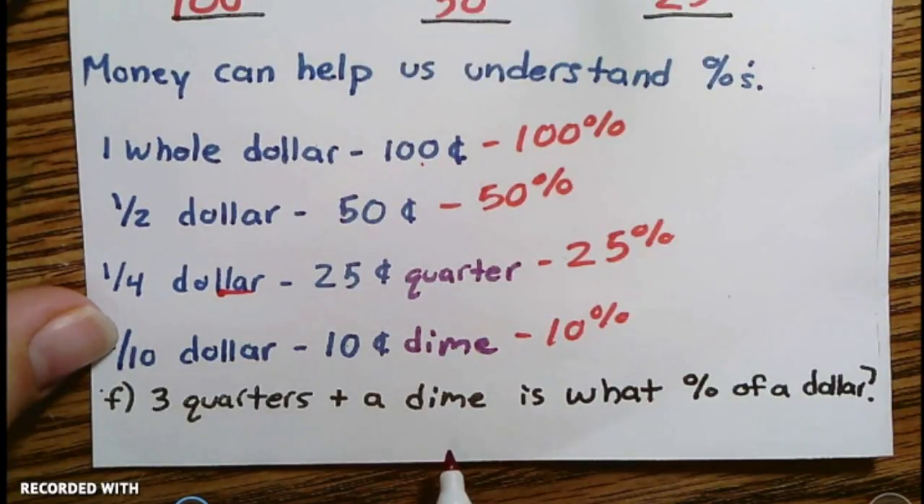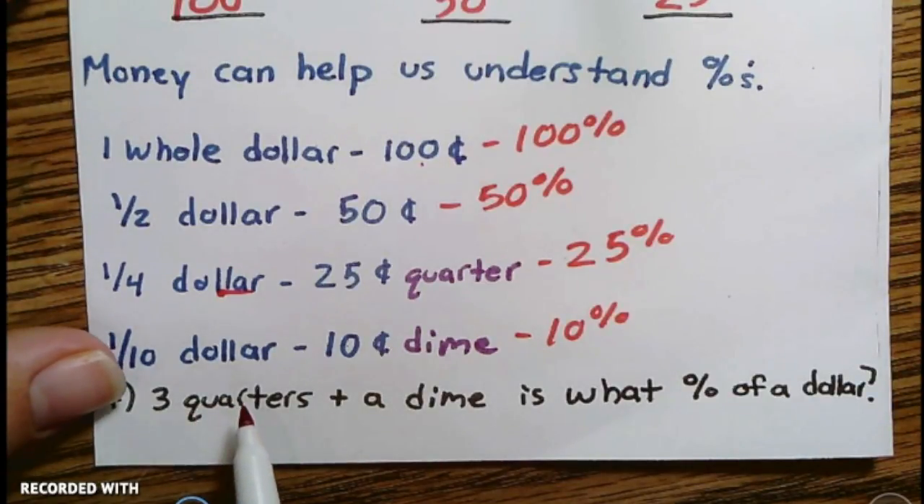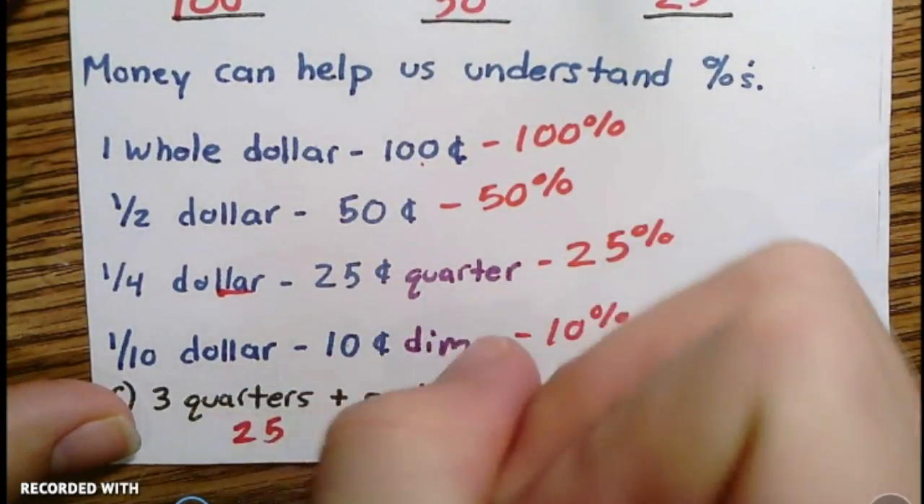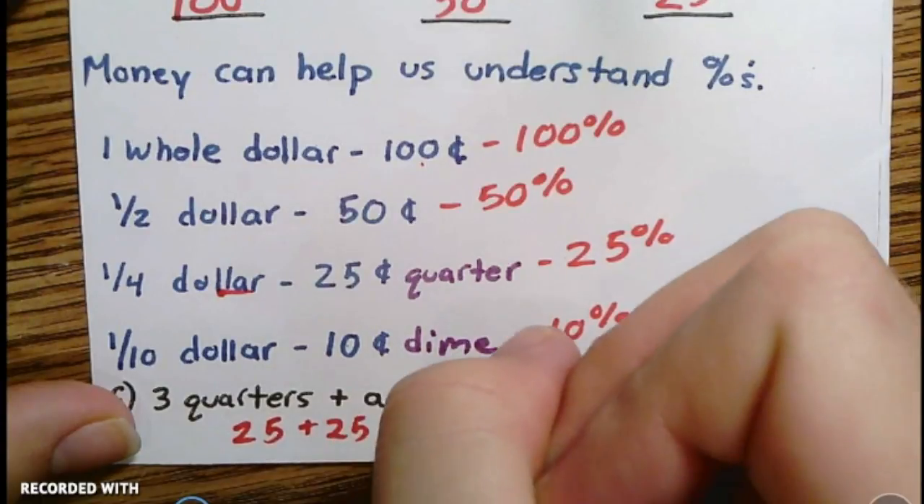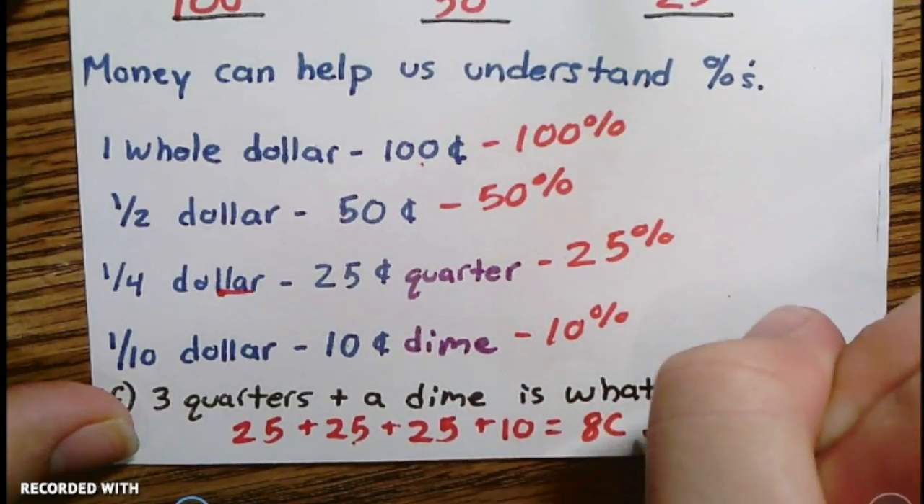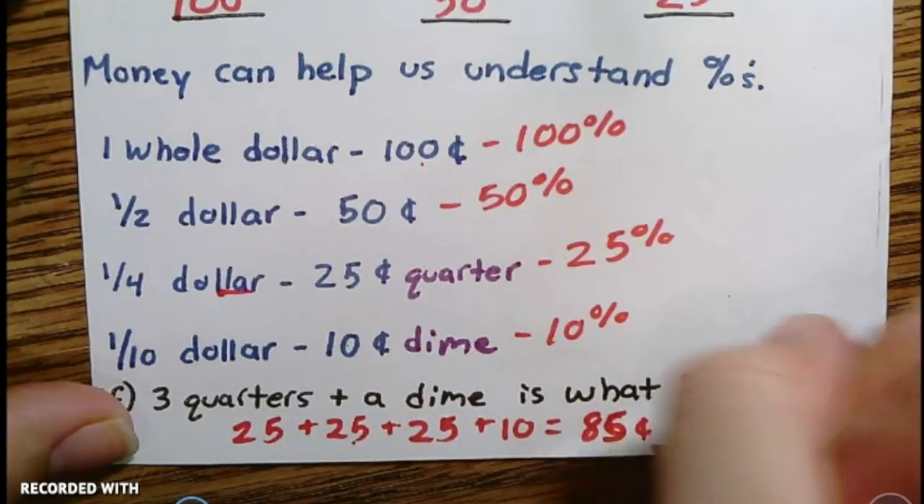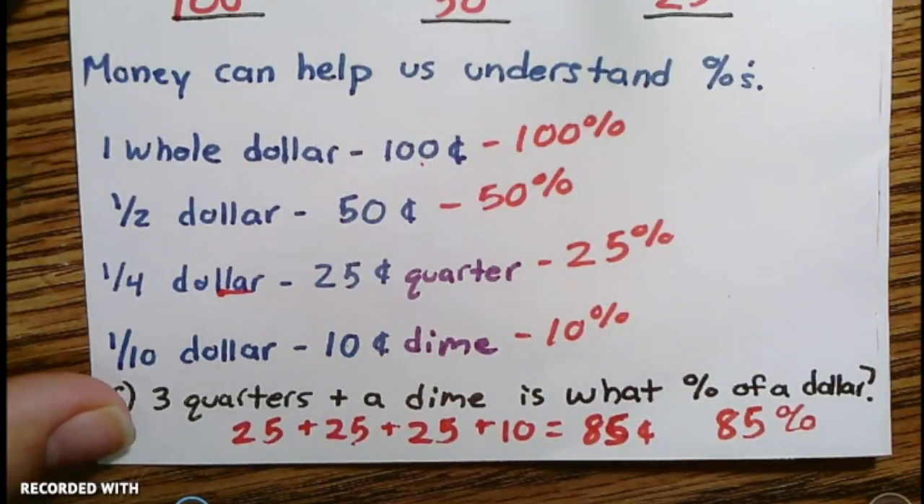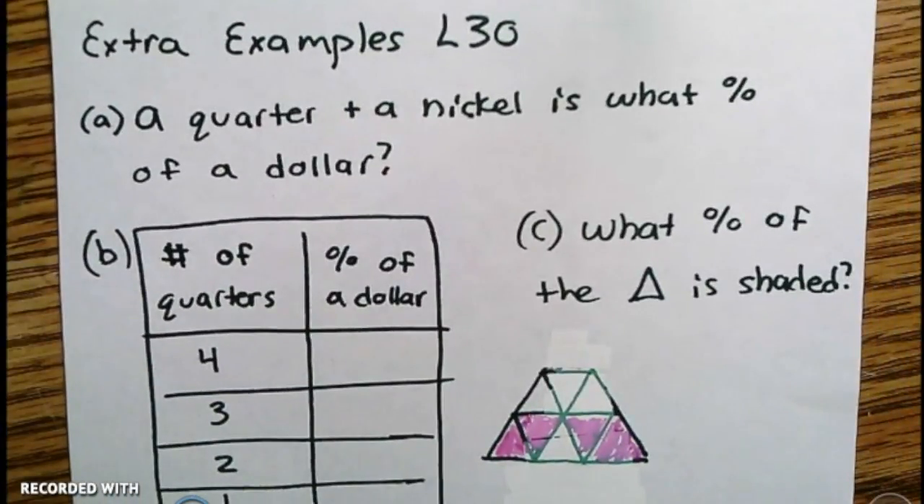Here's a sample question. 3 quarters plus 1 dime is what percent of a dollar? Well, let's figure out how many cents it is. So 3 quarters, 1 quarter is worth 25 cents. So let's say 25 plus 25 plus 25, because there were 3 quarters, plus 10, because a dime is worth 10 cents, means that I would have 25, 50, 75, 85 cents. So it would be 85% of a dollar.